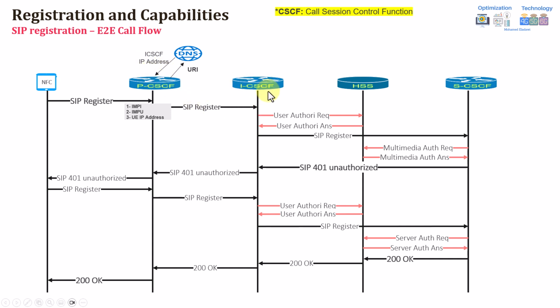Then the I-CSCF actually needs to do what? It needs now to go and query the HSS, home subscriber server, about the IP address of the serving call session control function for this particular user. So it will send this user authorization request.